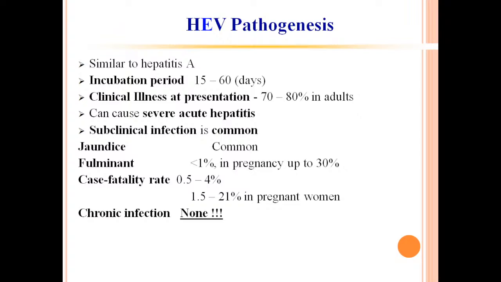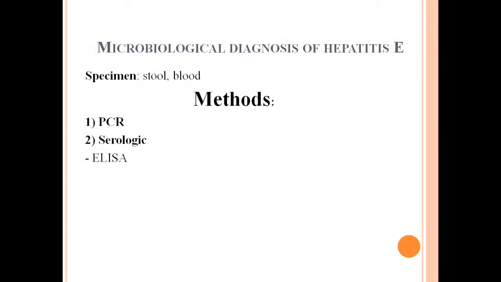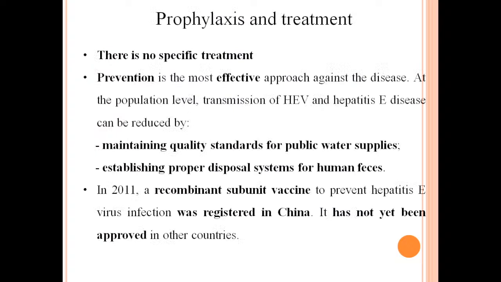Fulminant hepatitis occurs in less than 1% of cases, but in pregnancy up to 13% of cases. Case fatality rate is less than 1%, but in pregnant women it is increasing. There is no chronic infection. Microbiological diagnosis includes firstly collection of stool and blood, and methods that are used are PCR and serological tests.